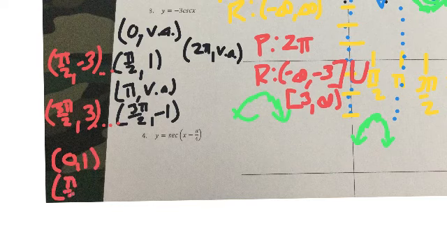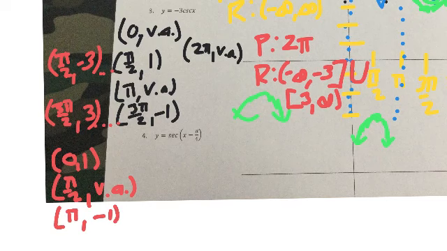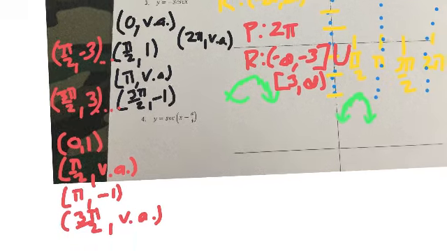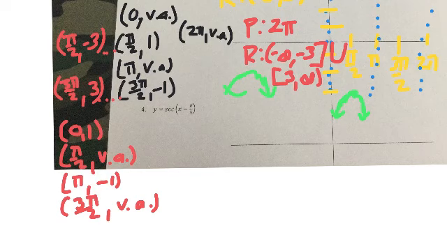Pi over 2 for cosine is 0, so that'll be an asymptote. Pi is at negative 1, so it'll still be negative 1. 3 pi over 2 is normally at 0, so it's going to be a vertical asymptote. And 2 pi gets us back to 1, so it's still 1.